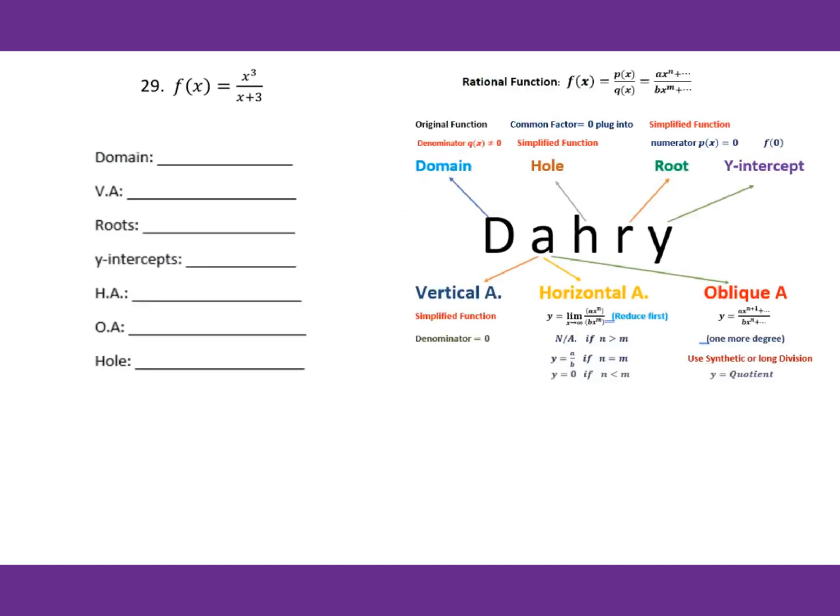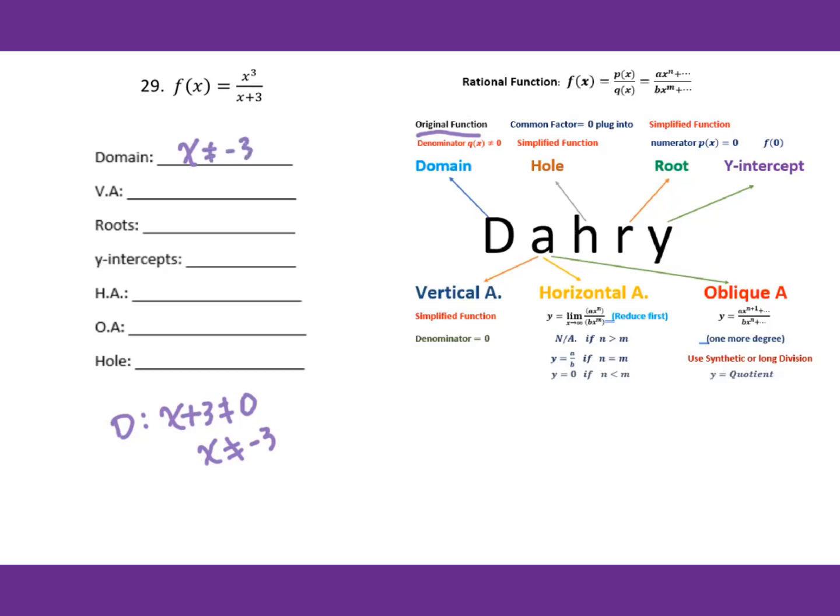We will work this out by using this DAHRY. For domain, in the original function the denominator is not equal to 0. Therefore, we set up x plus 3 not equal to 0, x not equal to -3. We will write down x not equal to -3.